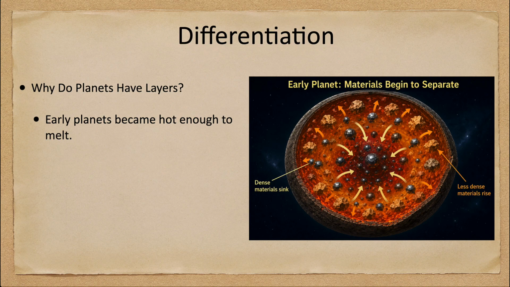The early interior of a young planet was a mixture of many different materials. Some, like iron and nickel, were very dense. Others, like silicate rocks, were much less dense. As the interiors became molten, those materials were free to move. The denser materials gradually sank toward the center, while the lighter rocky materials rose toward the surface. Over time, gravity transformed a mixed interior into a layered world.